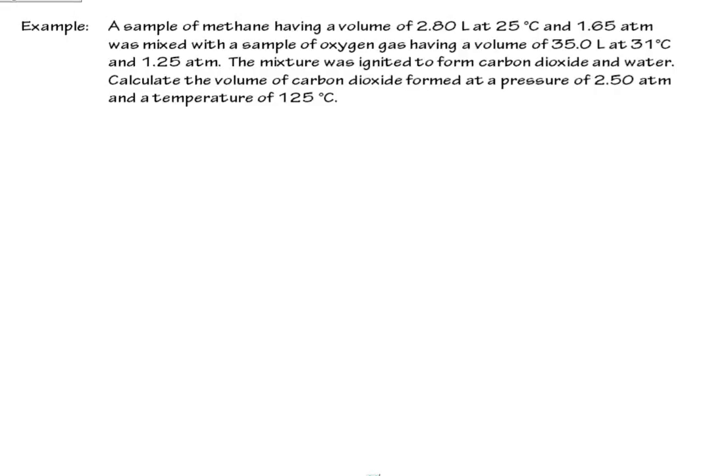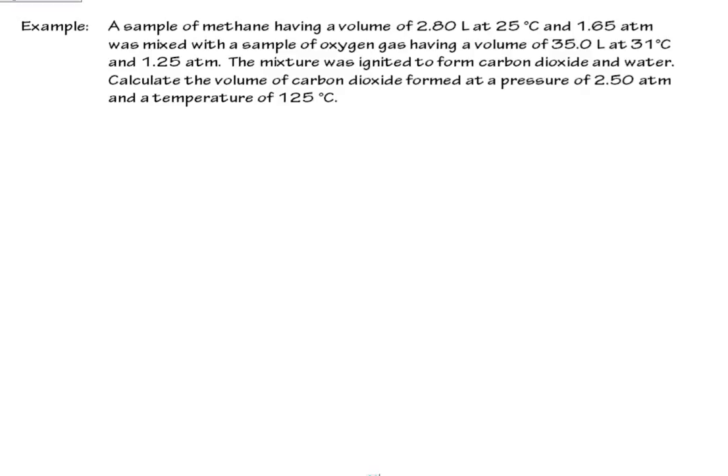All right, so again, we can do stoichiometry with gases, but often gases are measured by their volume, not necessarily grams or moles. So with gas stoichiometry, we'll probably see some data that might look like this. We are going to do a combustion. A sample of methane has a volume and temperature and pressure as given. It's mixed with a sample of oxygen gas having a volume and temperature and pressure as given. The mixture is ignited to form carbon dioxide and water.